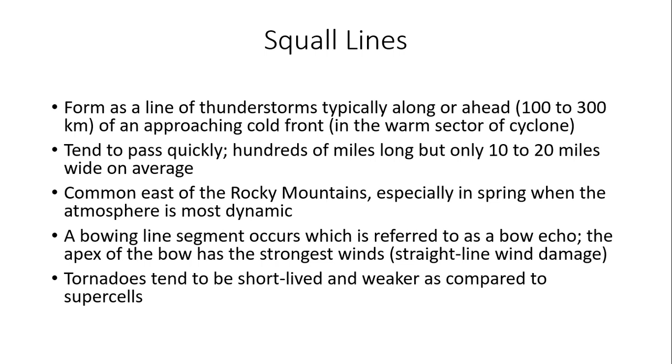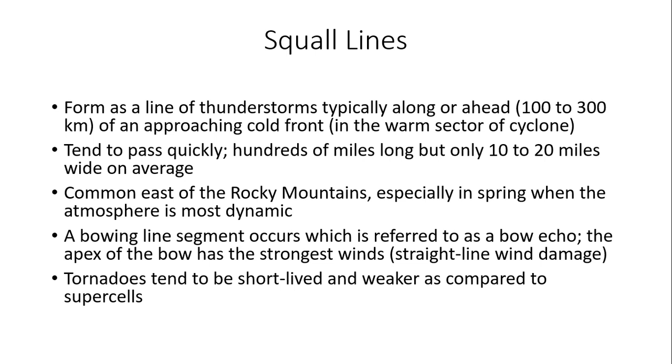So let's talk about squall lines. A squall line generally forms as a line of thunderstorms, typically along or ahead of approaching cold fronts at the surface. And when I say along or ahead, I'm talking 100 to 300 kilometers ahead of an approaching cold front. You're in the warm sector of a cyclone. Squall lines tend to pass rather quickly, hundreds of miles long. They're only about 10 to 20 miles wide on average, though. So they're longer than they are wide.